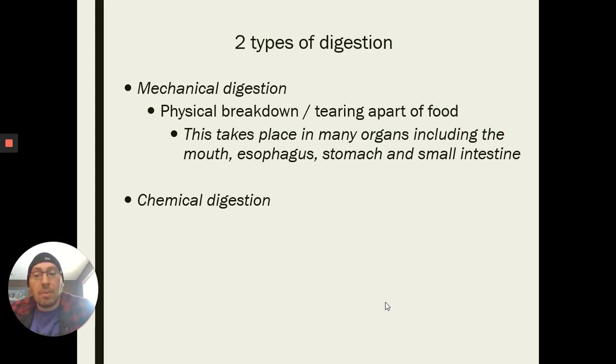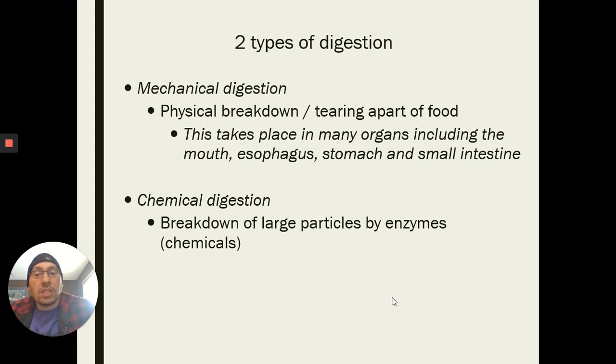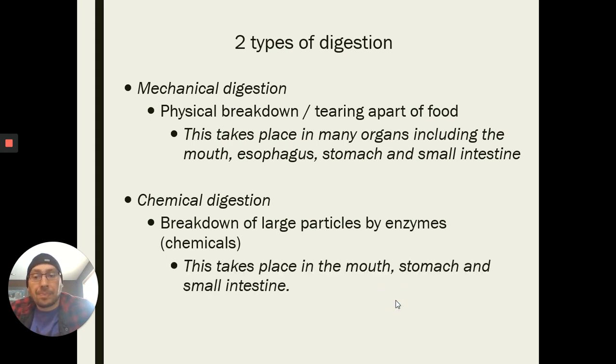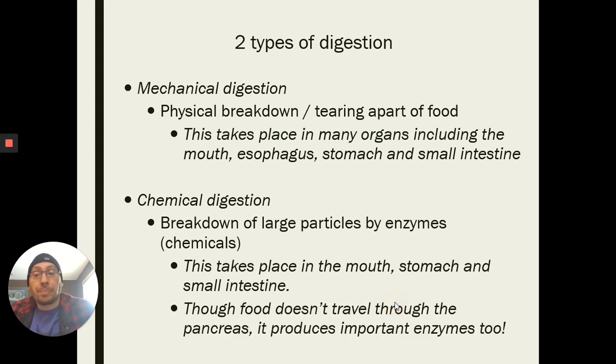The other way is chemical digestion. And chemical digestion is the breakdown of the larger food particles by enzymes or chemicals. Okay, this also takes place in the mouth, in the stomach, small intestine. An awesome test question would be, where does mechanical digestion occur versus where does chemical digestion occur, or where do both of them occur? Be awesome for like a Venn diagram or something along those lines.